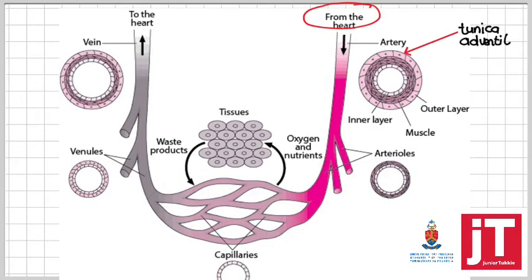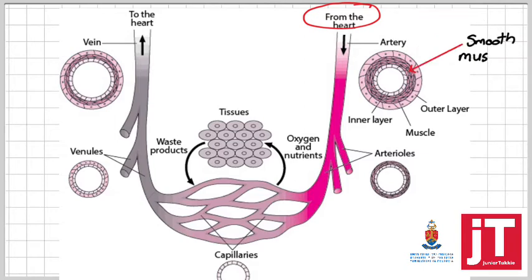So the first thing we're going to be doing is looking at arteries and veins. Both are present in the circulatory system and they have a unique structure. I've identified the tunica adventitia already on an artery, and that is the connective tissue layer on the outside of a blood vessel that gives it its structure and its strength.